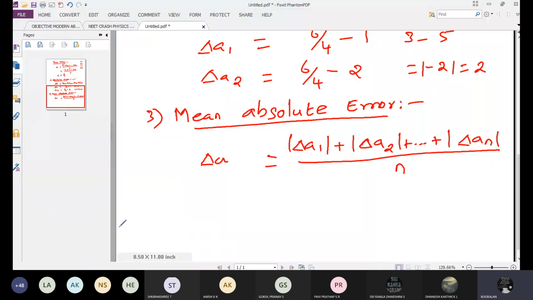The fourth one is relative error. Kindly mute yourself.